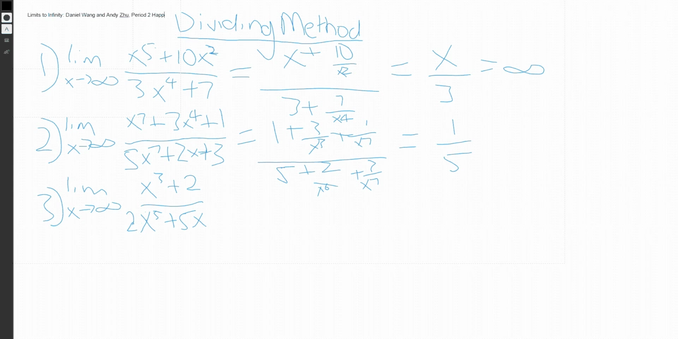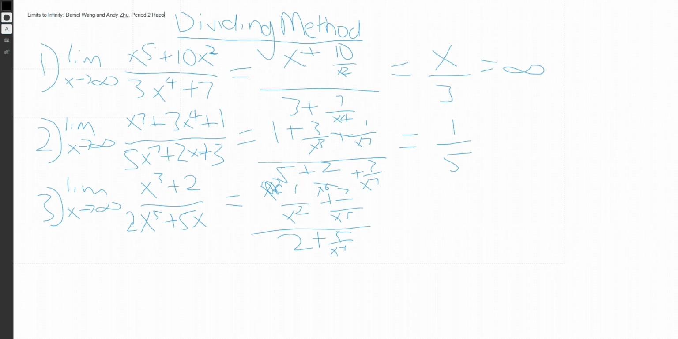In the final example, we have the limit as x approaches infinity of x cubed over 2 all over 2x to the 5th plus 5 over x. As in the previous two examples, we divide by the greatest power in the denominator, in this case x to the 5th. This is equal to 1 over x squared plus 2 over x to the 5th all over 2 plus 5 over x to the 4th.